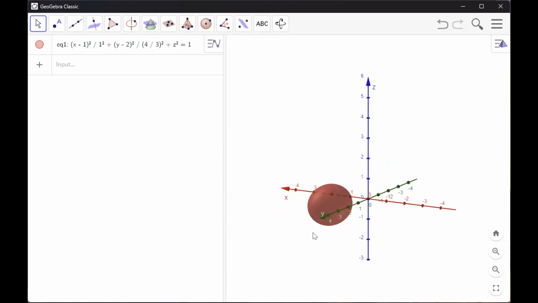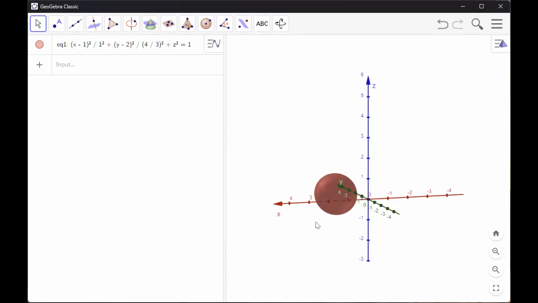And yeah, there you have it. It does match. It looks exactly like an egg, which is what we'd expect.